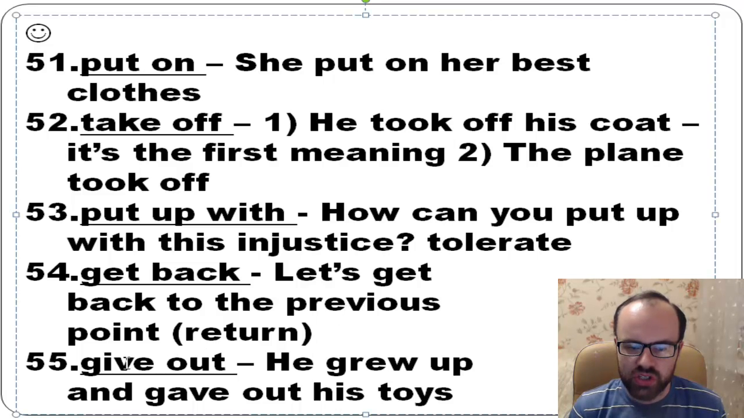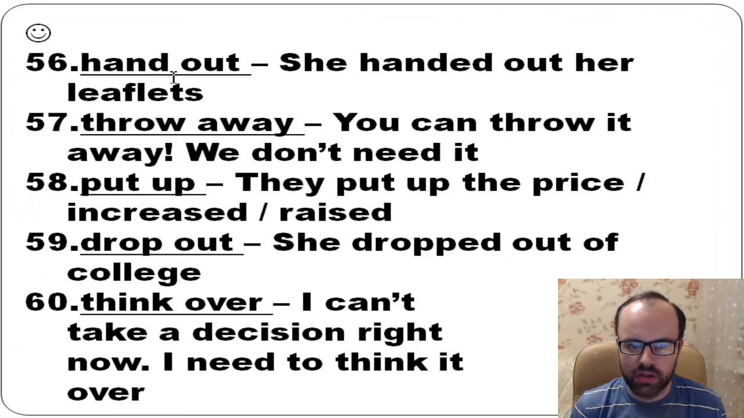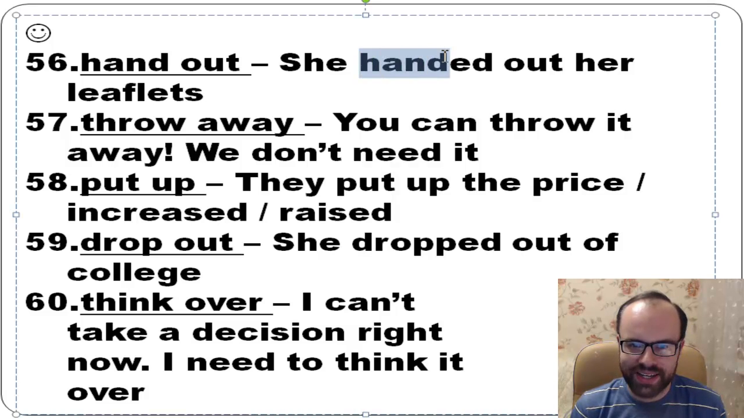Give out. He grew up and gave out his toys. It means that he gave his toys to other people for free. Okay, so hand out. It has the same meaning. She handed out her leaflets. So she gave her leaflets to lots of different people with her hand. So that's why hand out.